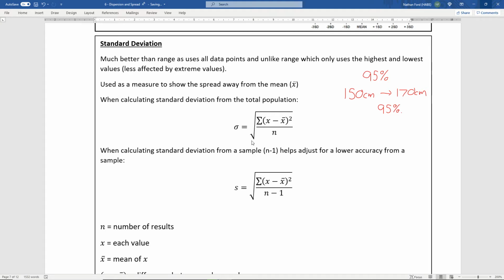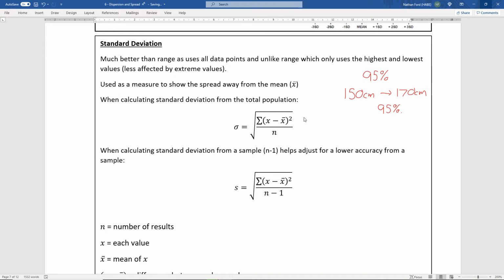Now, if you're collecting a sample, the only thing that changes, you'll notice on the bottom, it has n minus 1. What this does is it helps improve your accuracy, because this is going to have a lower accuracy of the population because you're picking from a sample. Okay, it just helps adjust for it. So what this does is allow for the fact that there might be a greater variance, and it shows a slightly greater variance for you.